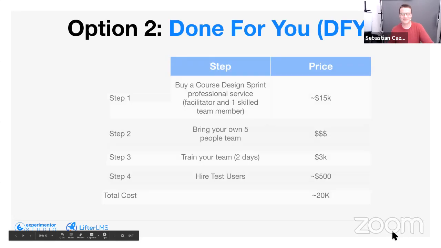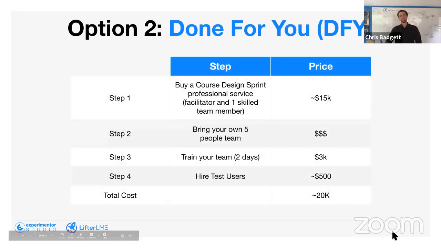This is the next option, the done-for-you. These are the companies that bring in people like Sebastian, Georgian, and Bogdan to just do it for their product or whatever it is.